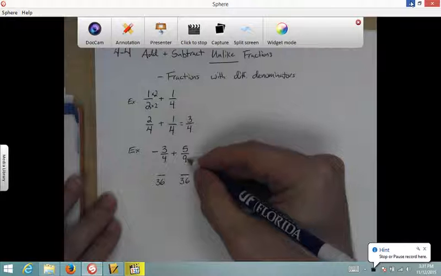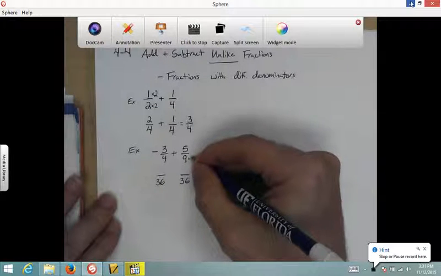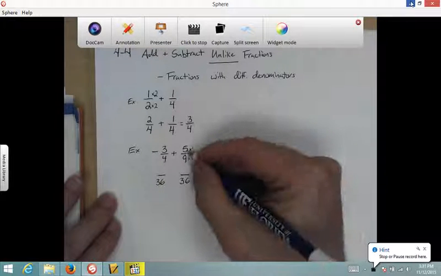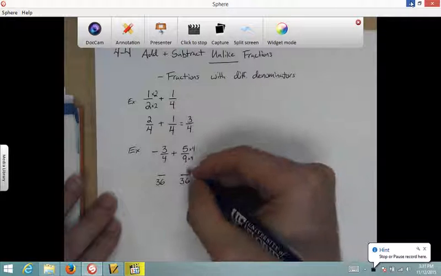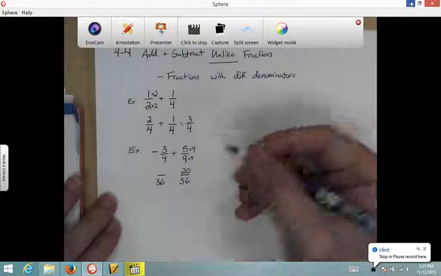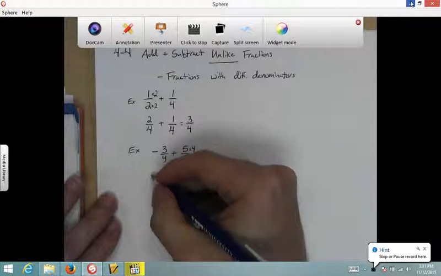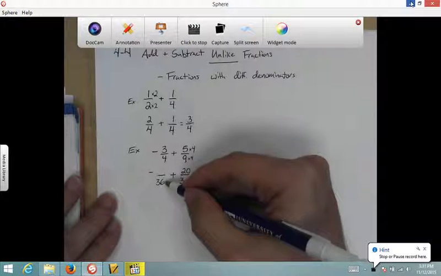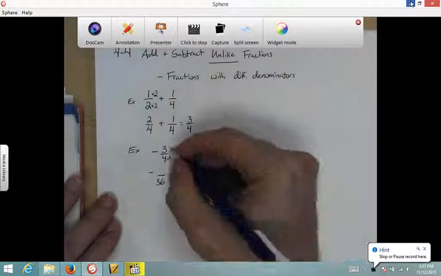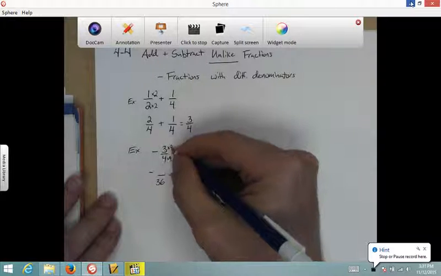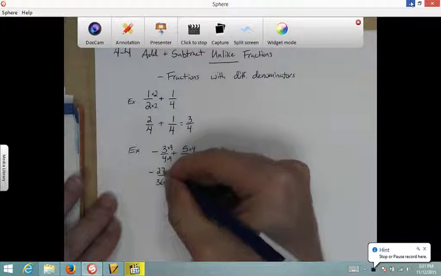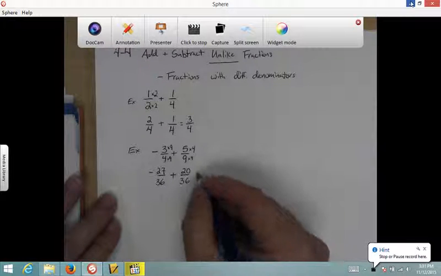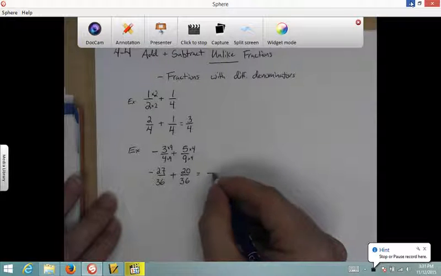And let's see, to go from 9 to 36, I have to multiply by 4. And if I multiply by 4 on the bottom, I do it also on top. 5 times 4 is 20. There's my addition sign. This is still going to be negative. How do I go from 4 to 36? Well, I have to multiply by 9 to do that. If I multiply by 9 there, I multiply by 9 here. 3 times 9, 27. So now I've got -27 over 36 plus 20 over 36. Well, I know my answer is going to be over 36.